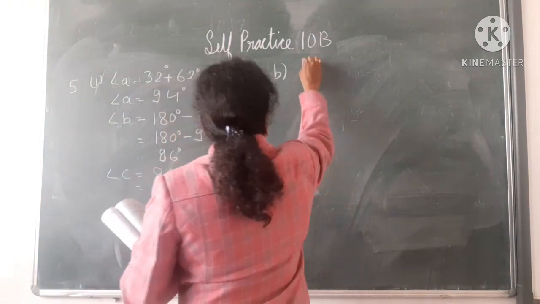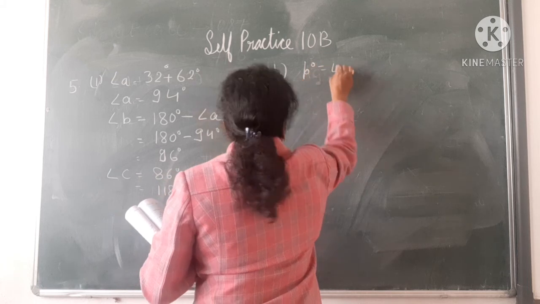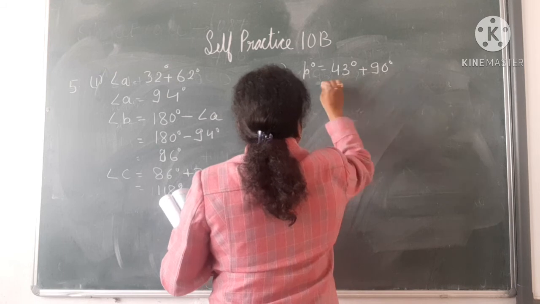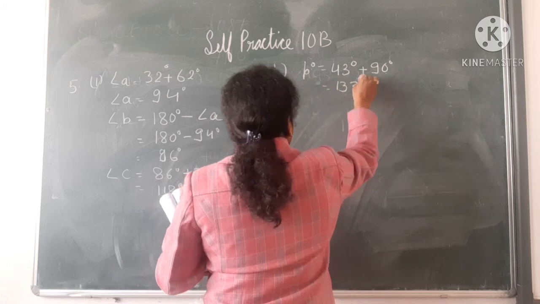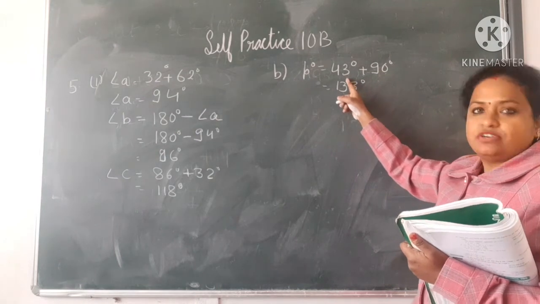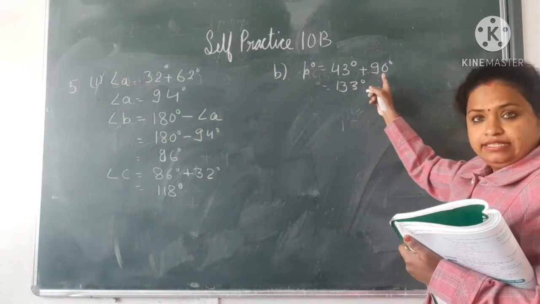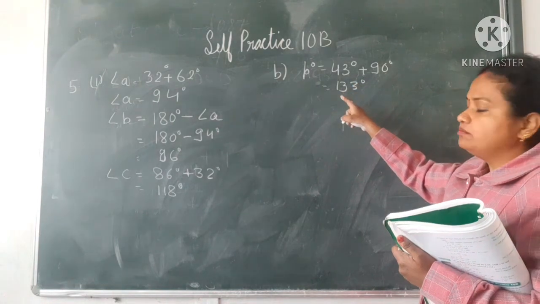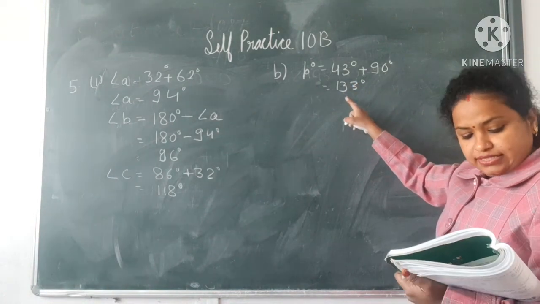Angle P is equal to 43 degree plus 90 degree. 90 plus 43, that is 133 degree. So P will be equal to 133 degree. The angle P is equal to 133 degree.